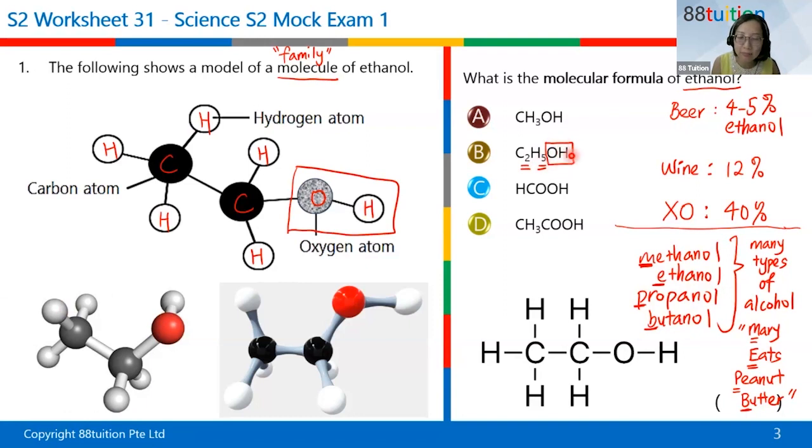So all alcohol at the back has an OH. It's like the surname of alcohol. Like if your family surname is Lim, your name will have a Lim. Your brothers and sisters will have the name Lim. Your father will also have the name Lim. Same thing, all the alcohol has a certain surname, OH at the back. So methanol, ethanol, propanol, butanol, the formula at the end is all OH.